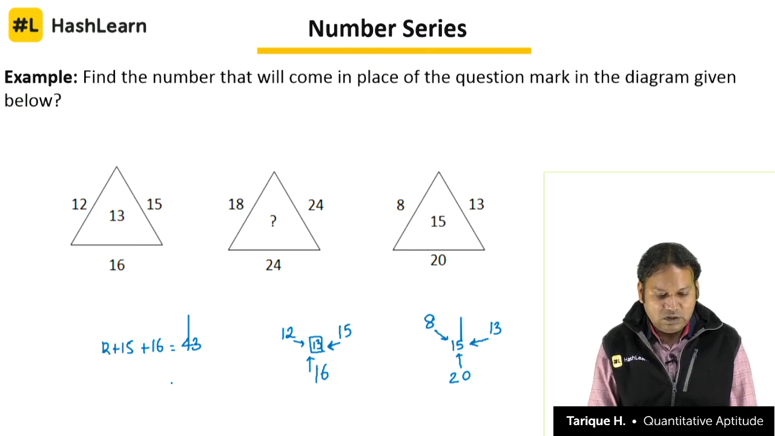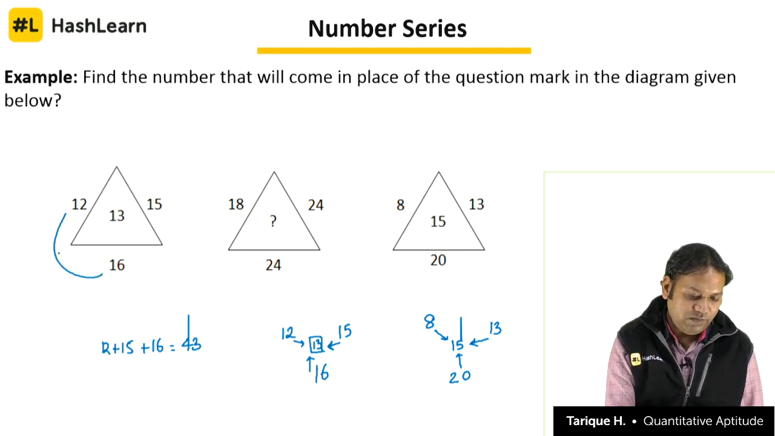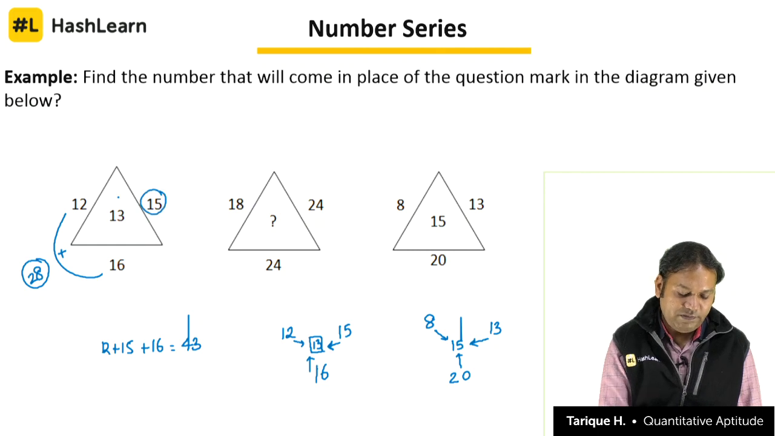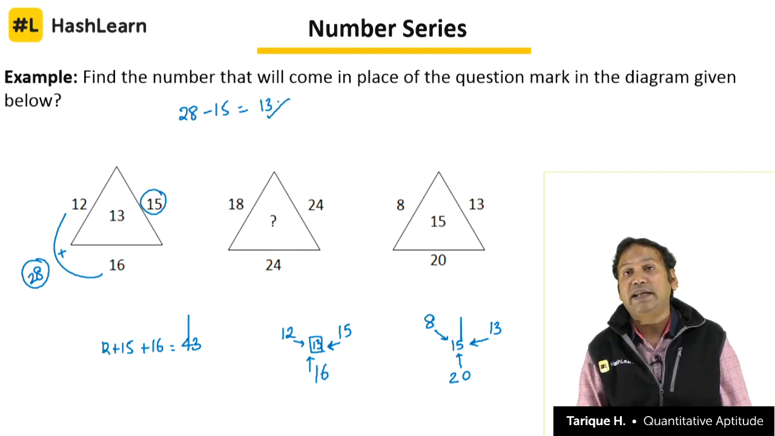What else could be a possibility? Should we start adding numbers in groups and see? For example, 16 and 12 if you add, how much do you get? 28. And what is the number here? 15. And what is 28 minus 15? 28 minus 15 is equal to 13. See, I could have told you the answer directly.